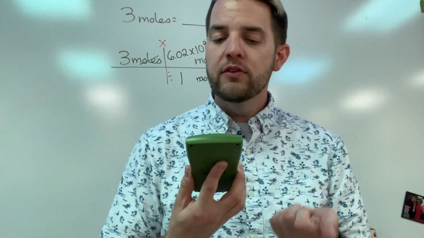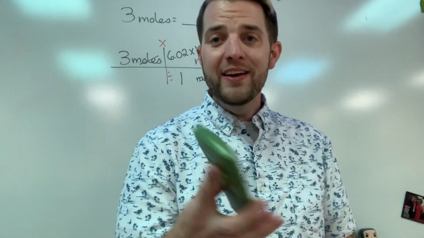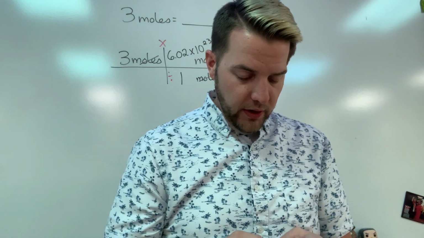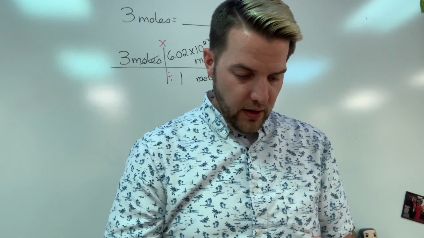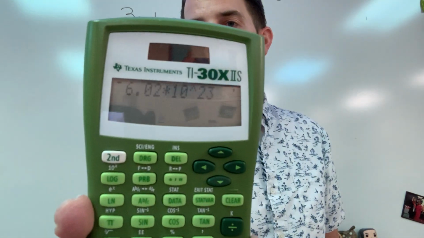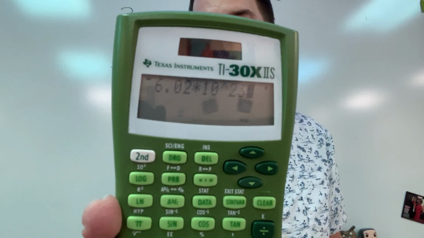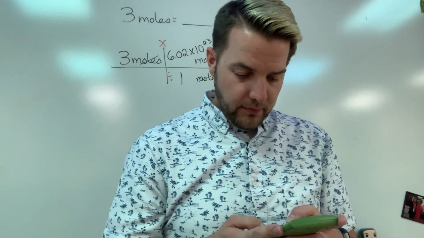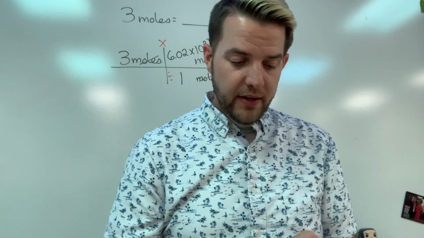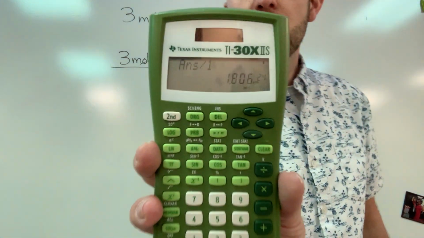So what I would recommend is starting with 3 times and then open a set of parentheses, put in 6.02 times 10 caret 23. So that's what it's going to look like on my calculator. Yours might look different, but I put in 6.02 caret 23, okay? And then I'm going to close the parentheses and hit enter. Then I'll divide by 1 and hit enter. Okay, so let's look at the answer we got here.